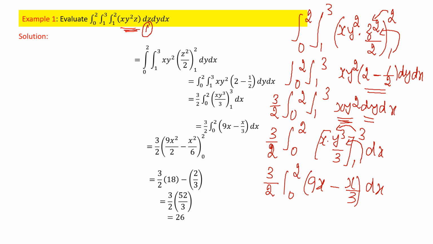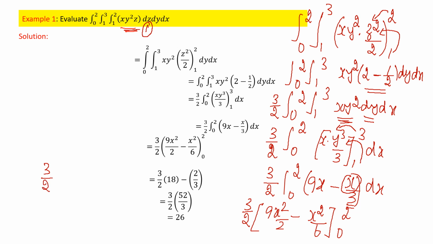This I have to integrate with respect to x. So let me keep that 3 by 2 as it is. Integration of 9x with respect to x will give you 9x power 2 divided by 2, minus integration of x, which is x power 2 by 2, with a 3 in the denominator. So we have x squared over 6 between 0 and 2. Now substitute upper limit 2 and lower limit 0. That will give you 3 by 2 times 9. First I replace x by 2. So 2 power 2 is 4. 4 divided by 2 is 2. So 2 multiplied by 9 will give you 18.